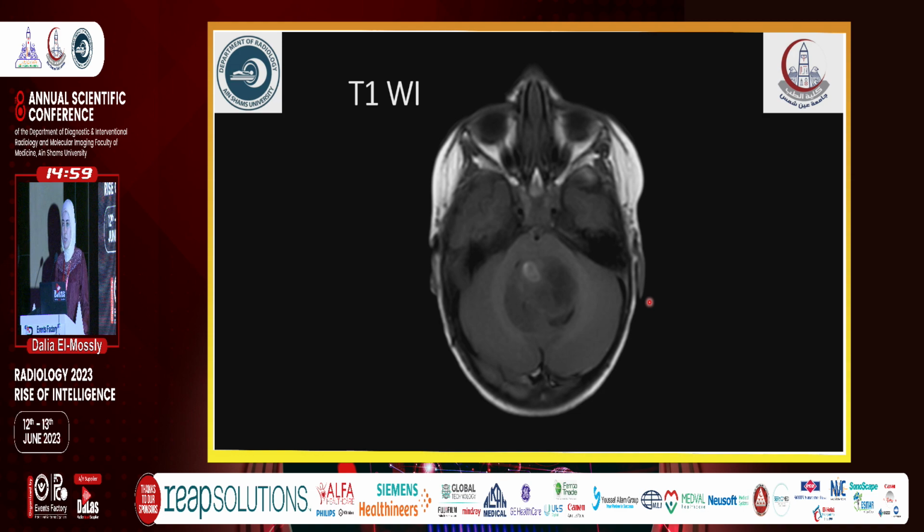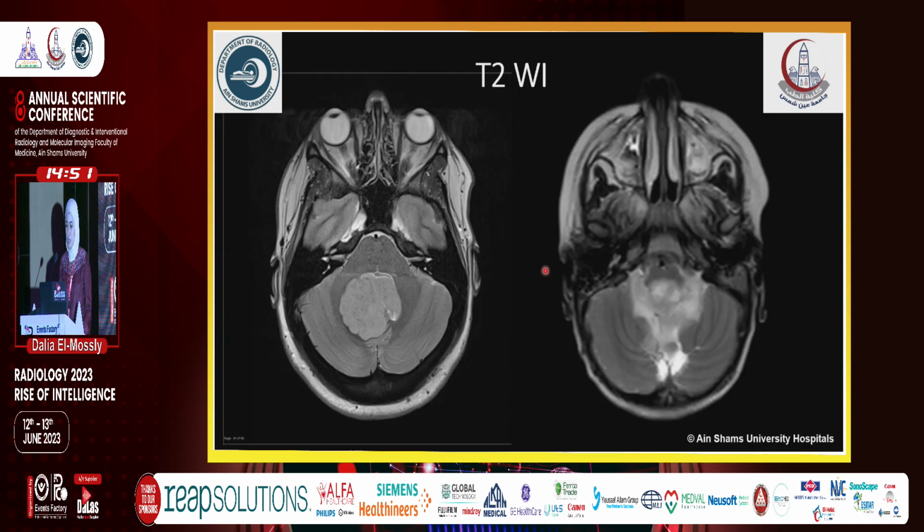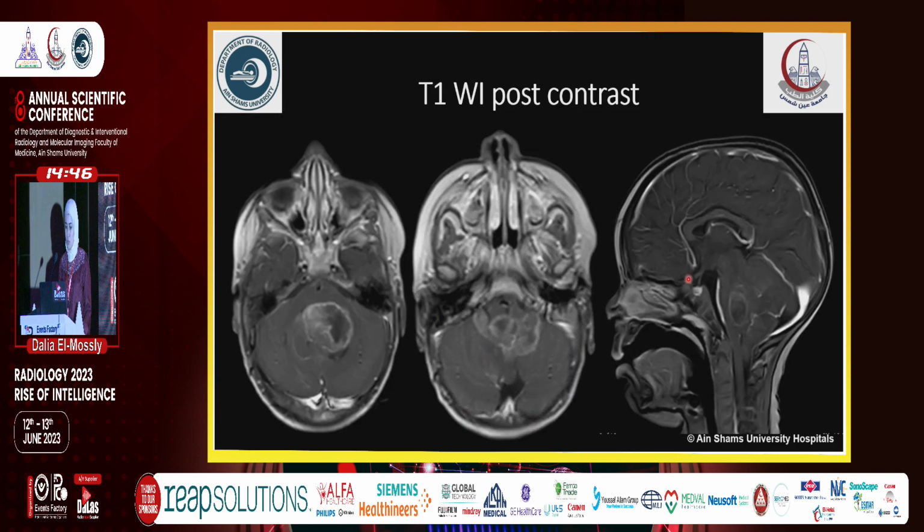On T1, it's hypo-intense with an area that appears hyper-intense, which is a hemorrhagic area. On T2, it seems to extend into both foramen of Luschka, so it's a plastic tumor. On T1 post-contrast, it shows heterogeneous enhancement with mild peripheral enhancement.